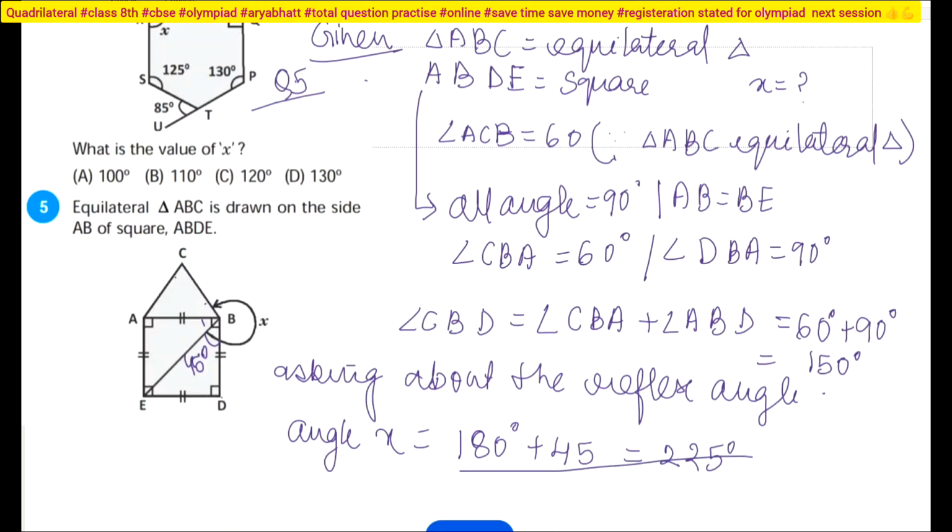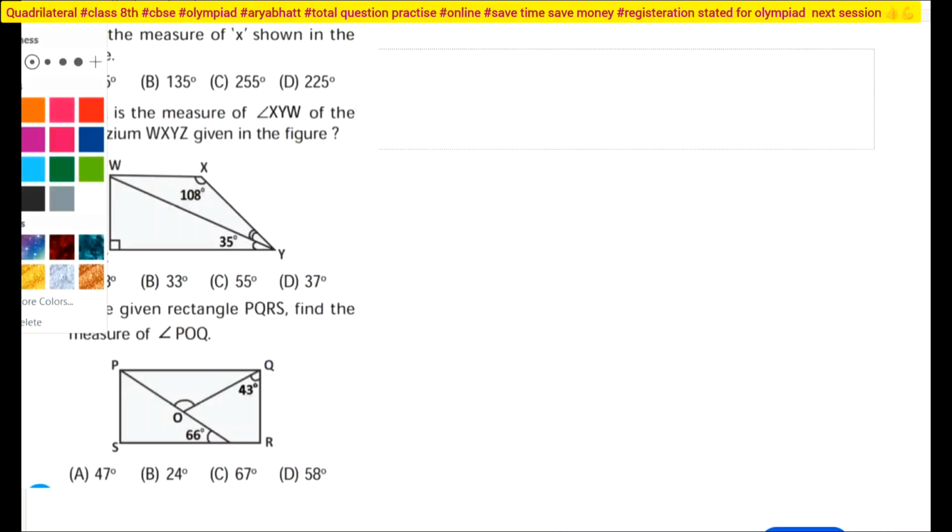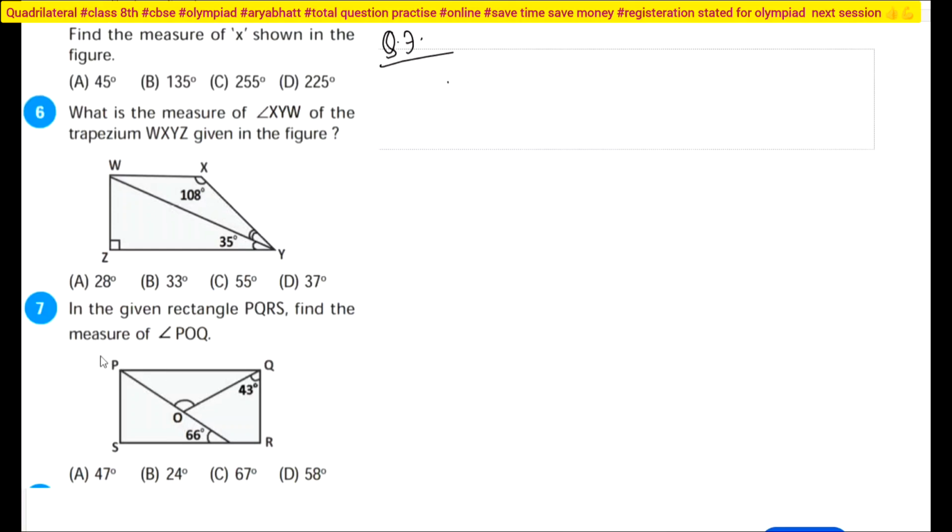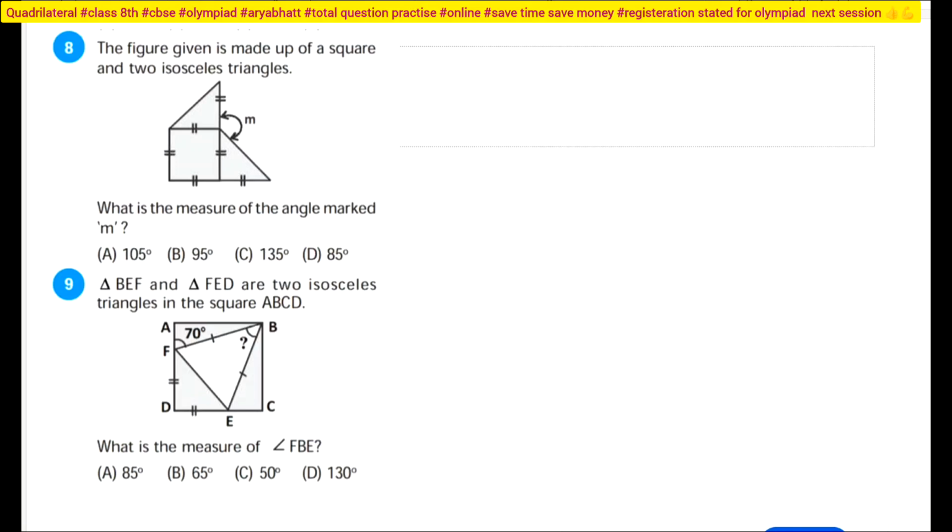See question number 7. What have they given? They have given the rectangle PQRS. So in the given quantities I will write that PQRS is a rectangle. I will apply all the properties of the rectangle here. Now find the measure of POQ. They are asking about this. Two angles are also given here. Since it is a rectangle, if this is 43, then this will be 47 degrees, because of the rectangle. Your answer is 67. Good. That's right.